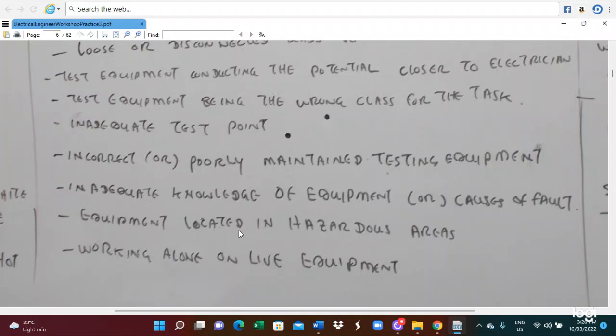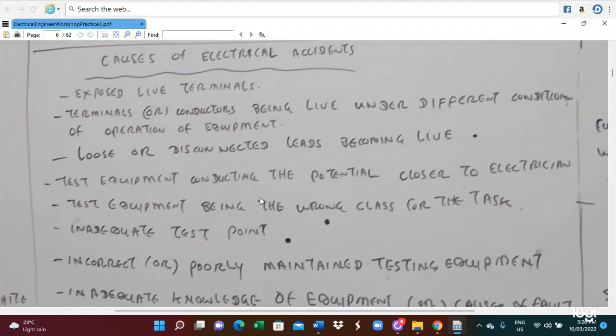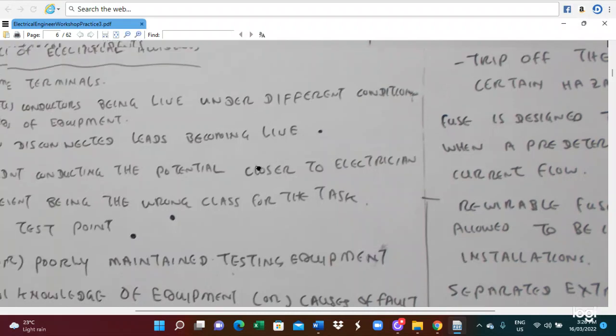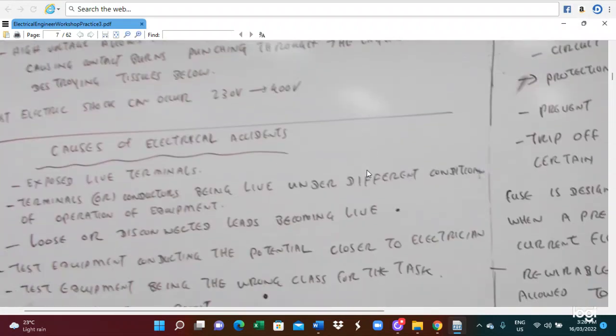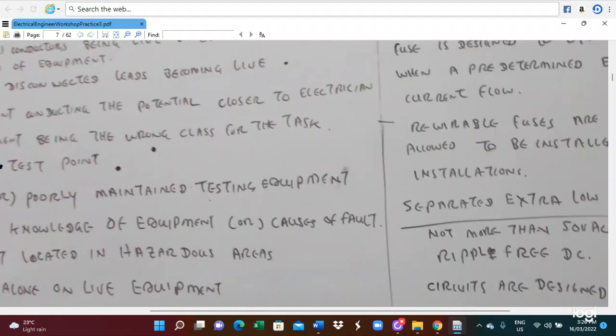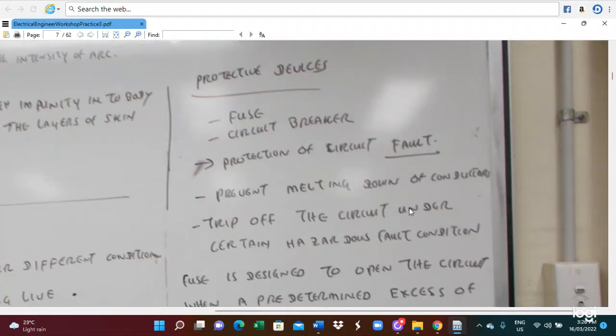Equipment located in the hazardous area and working alone on live equipment carry danger and risk, and can cause an electrical accident. Therefore, we also have to know about protective devices. To protect against electrical short circuits, we have to utilize protective devices.